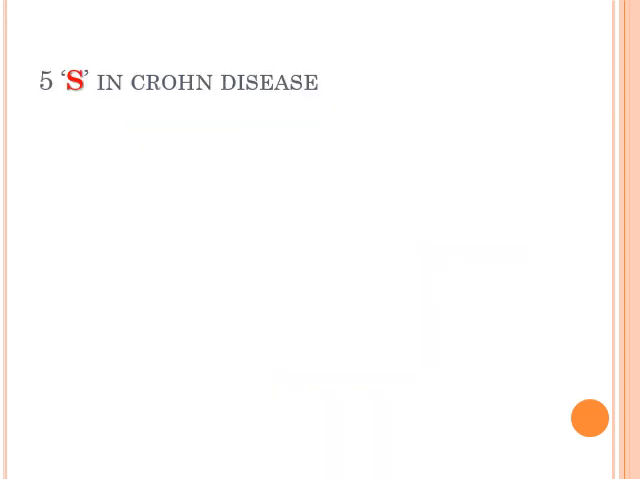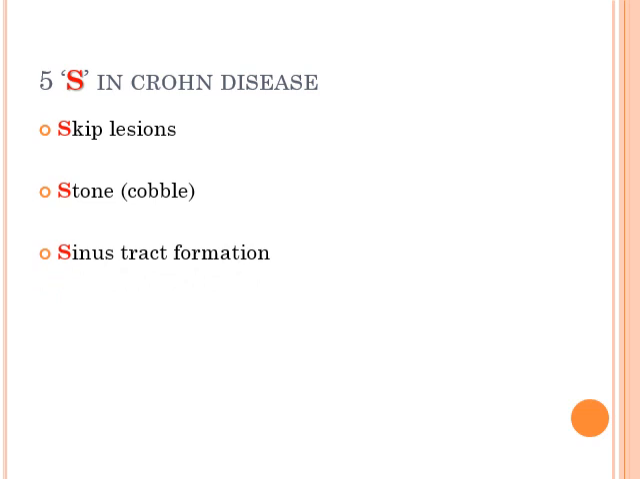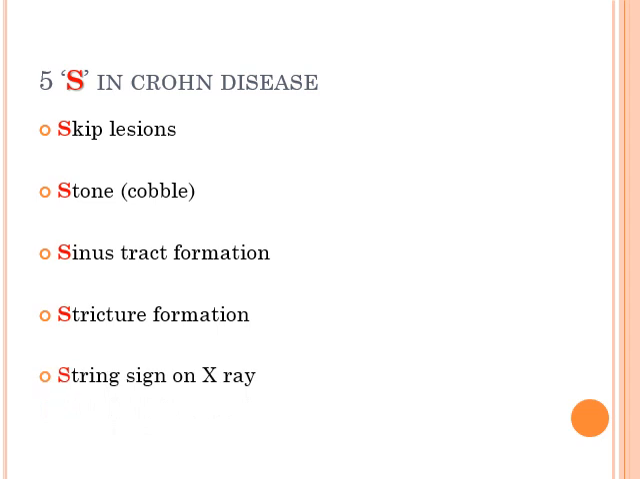To make it easier for you to remember, there are 5 S in Crohn's disease. The first S is skip lesions, then the stone, the cobblestone appearance, then sinus tract formation, stricture formation, and lastly the string sign on X-ray. What is the string sign on X-ray? This is because of the stricture present in the intestine. If you do a barium meal, when the barium passes through that stricture, it gives an appearance of a narrow string. So that is the string sign on X-ray.